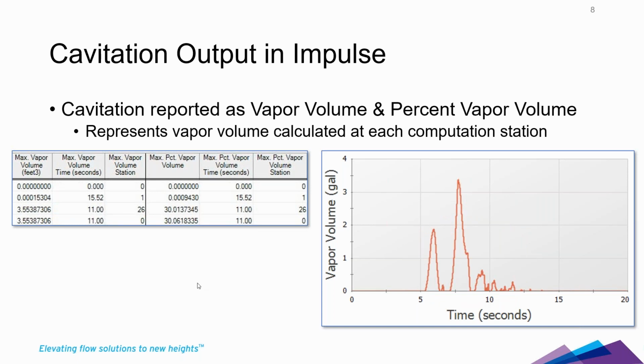You can also do an animation for vapor volumes when you are doing profile plots. We'll take a look at that as well, but these are some places to start evaluating your cavitation: look at the transient max min table and then evaluate the vapor volume at a given pipe station.